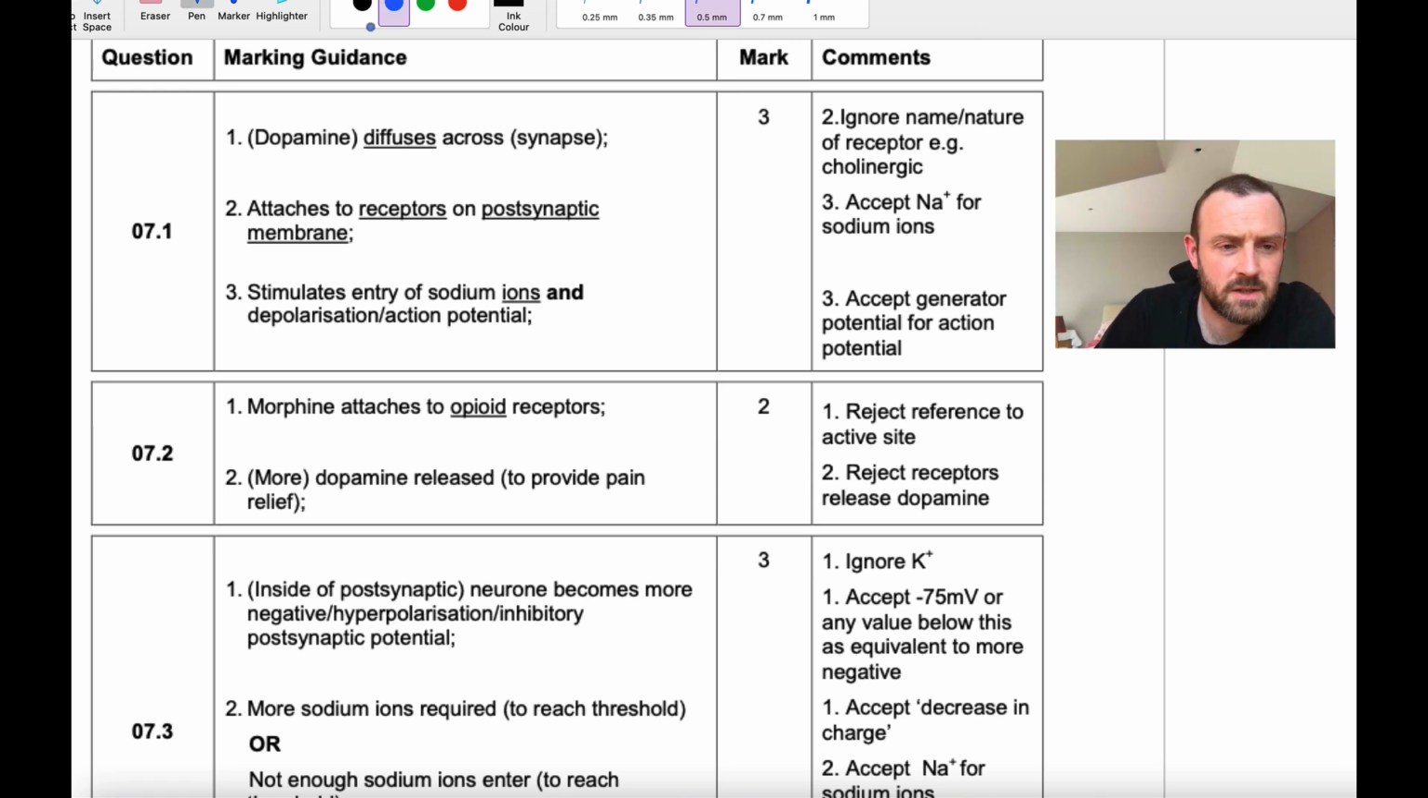Yeah, so diffuses. Look at this, there's a lot of highlighted words here. So you've really got to use your language specifically and correctly. Diffuses. Okay, receptors on the postsynaptic membrane, sodium ions, and causes an action potential. Okay, great.